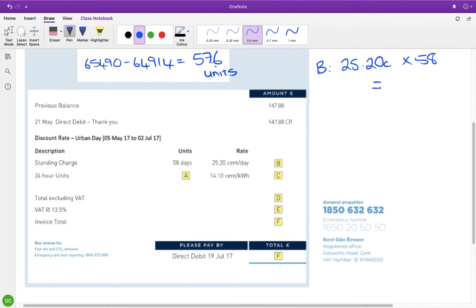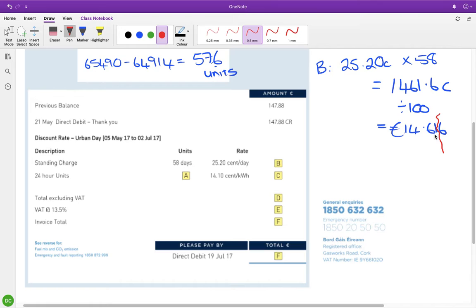So 25.20 multiplied by 58, and you get 1,461.6, but remember that's cents. So we're going to need to divide that by 100, which gives us 14.616. But cents, you can't do that. Cents only come in two decimal places. So you want to stop here.